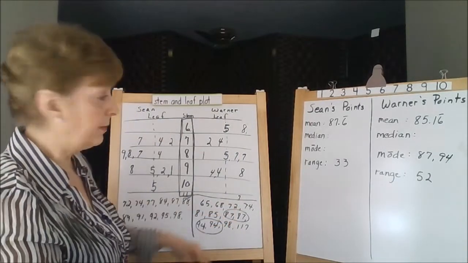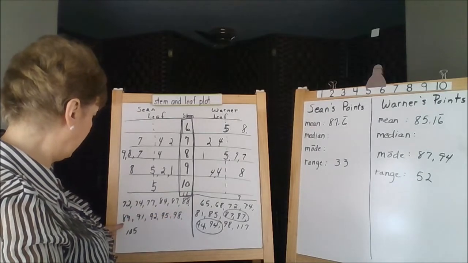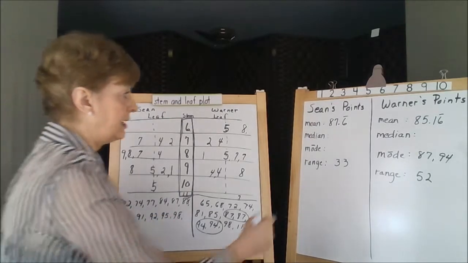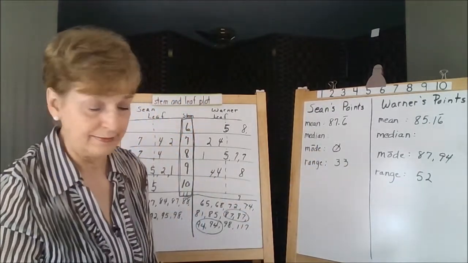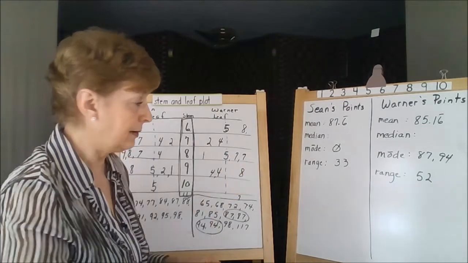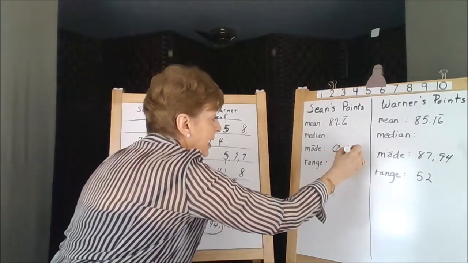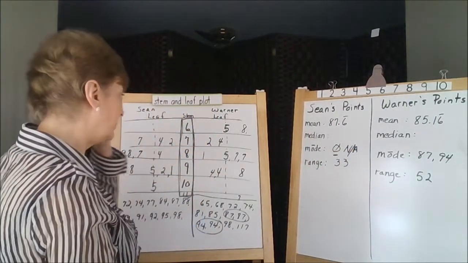everything else had 1. Sean doesn't seem to have any repeating numbers at all on his, so his mode is the empty set. It doesn't apply. So you could put NA on that, or this empty set sign.